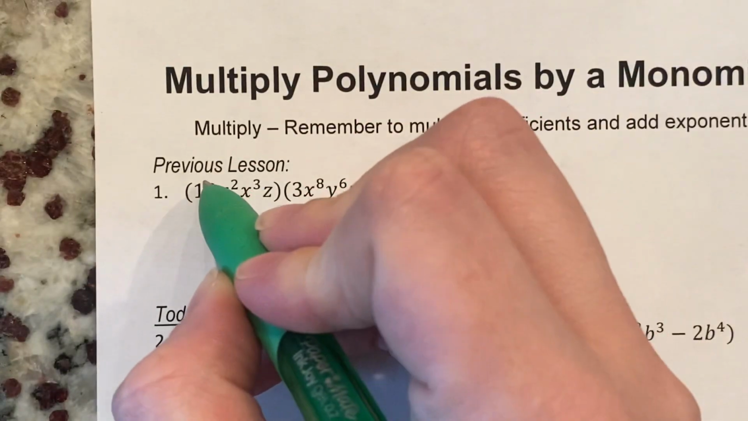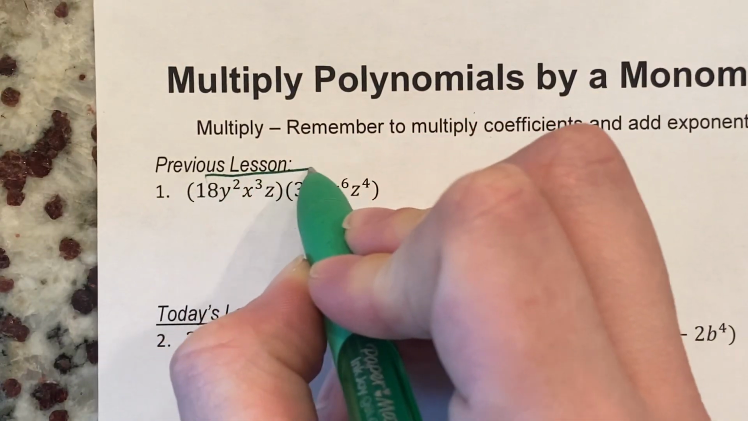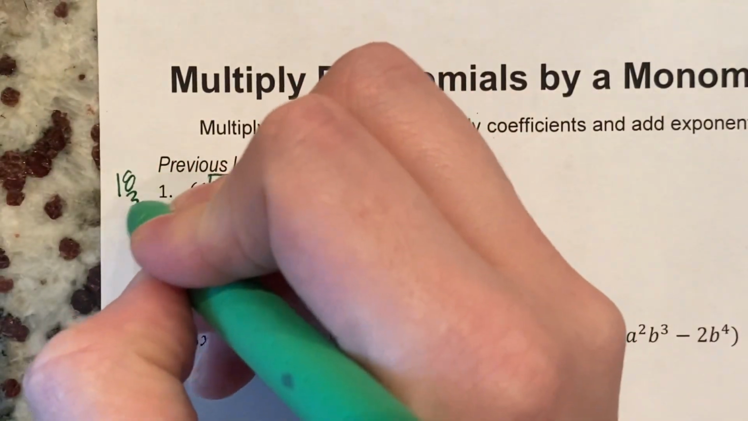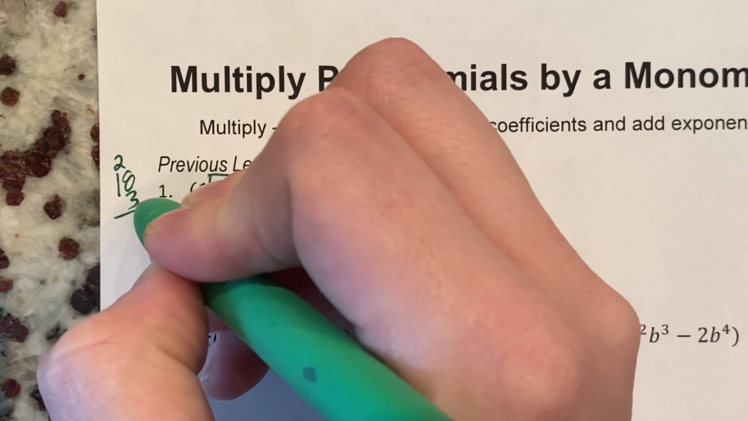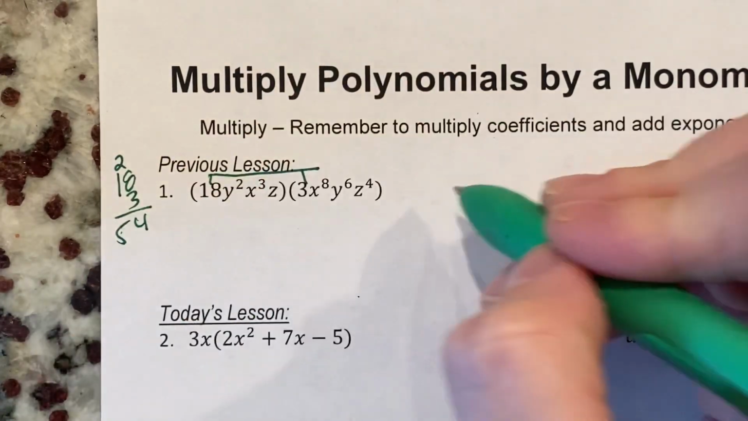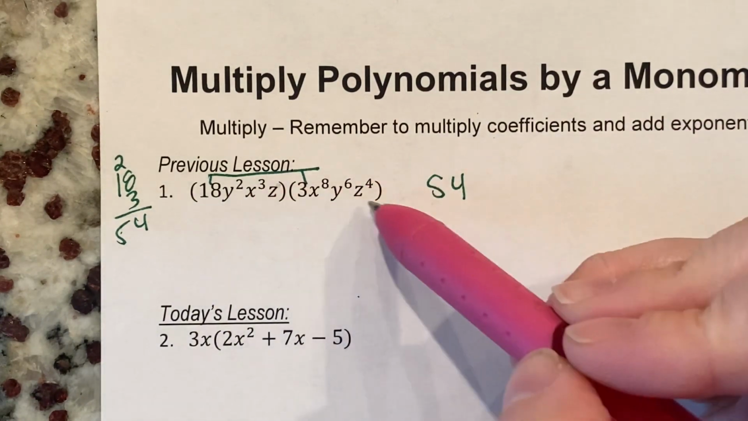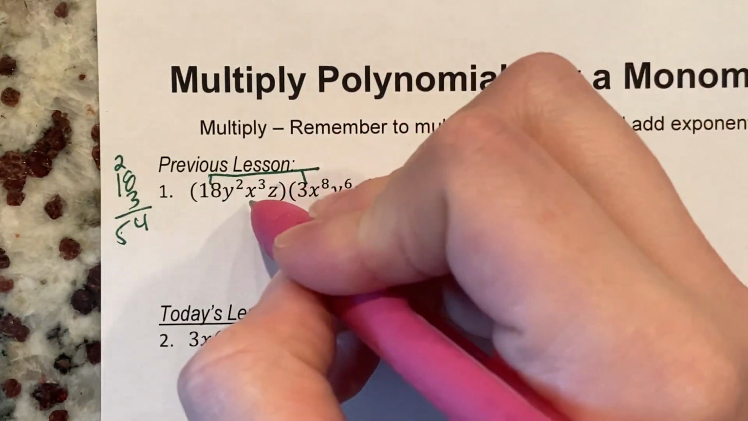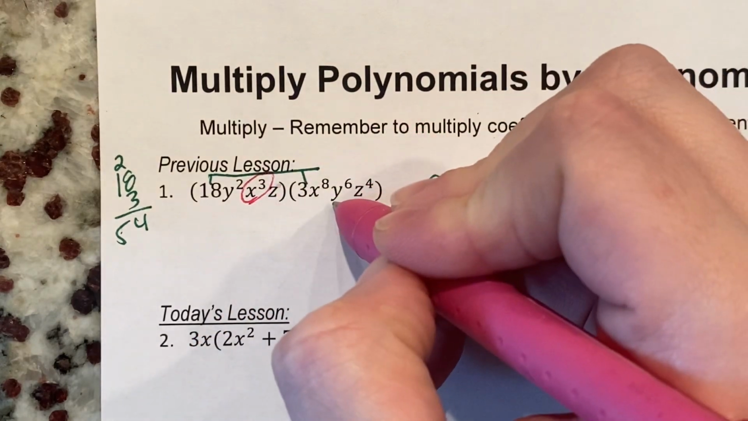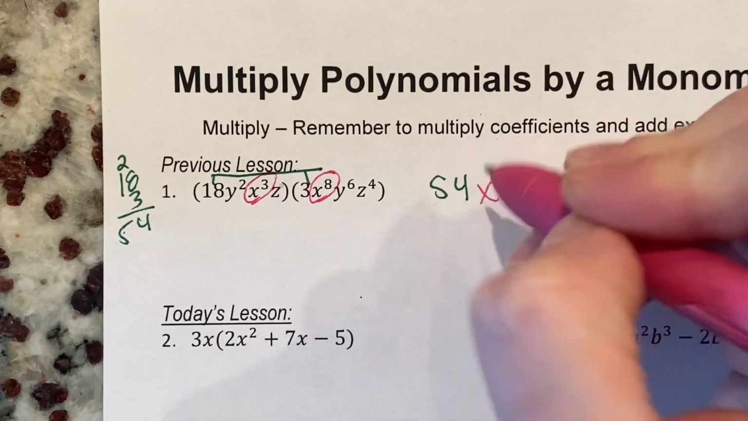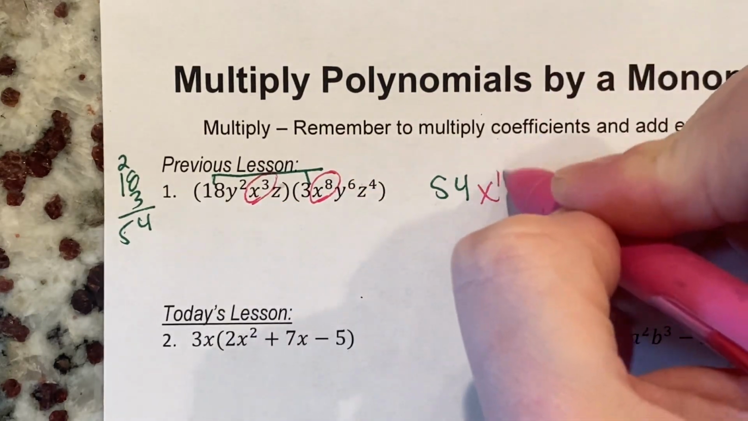Remember that you start with your big numbers, 18 times 3. I don't have a calculator, so let me do this real quick. 4, 2, 3, 4, 5. So that gives me 54. From here, you look at your variables. We're going to start with x. So I have 3 x's here, and I have 8 here. So we're multiplying. We're going to add those, 8, 9, 10, 11.